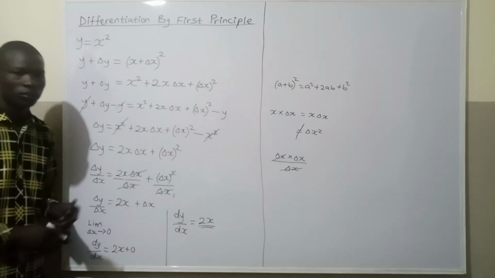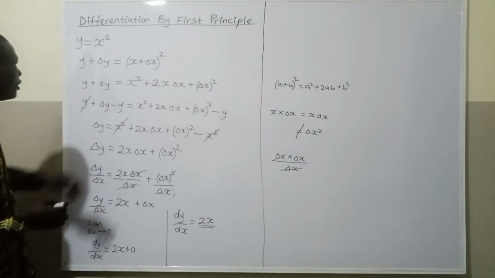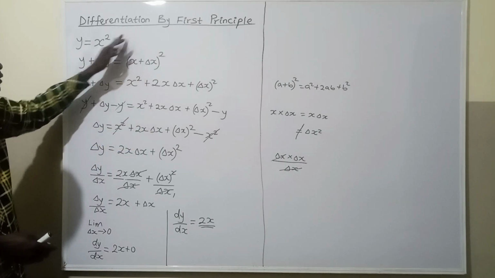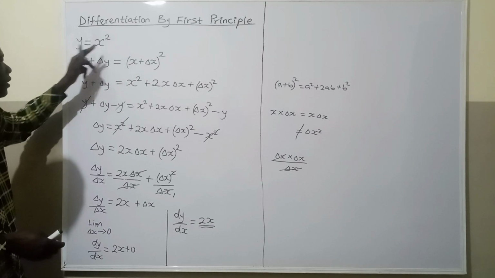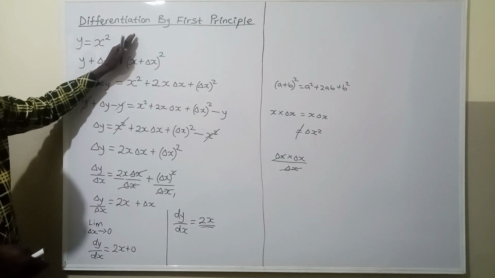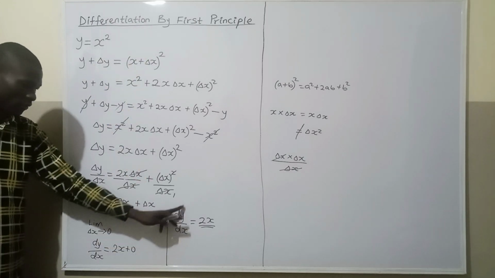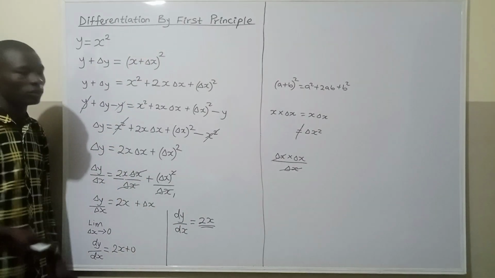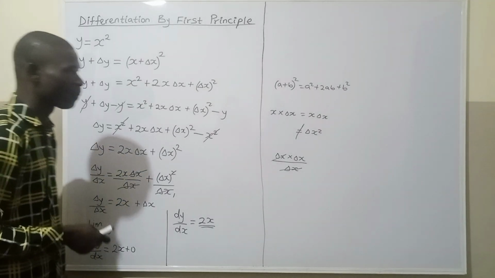Very simple and straightforward. So ladies and gentlemen, that's that for the first one, which is the derivative of x squared, y equals x squared. When we differentiate y with respect to what? X. Using first principle, we are going to be having dy by dx equals what? 2x. So we'll be moving on to the second question immediately.